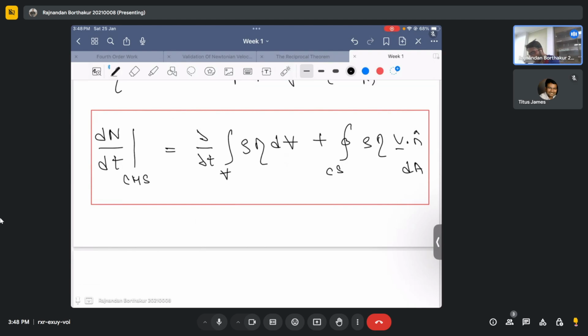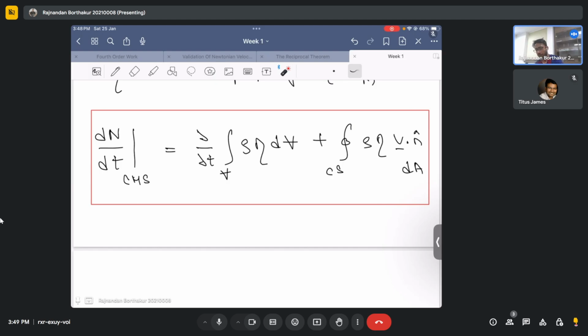Okay, so I'll repeat. This term speaks about how my extensive property changes inside a control mass system. I think you at least know what a control mass system and a control volume system are. This course is typically a postgraduate level course, so I expect that by now you know what a control mass system and a control volume system are.